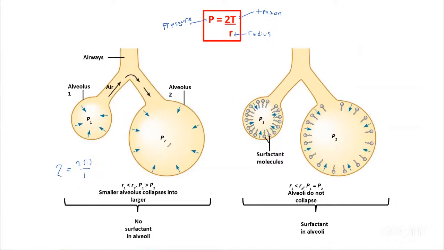Okay. But let's pop over to the bigger alveolus. Okay. So if we look at the bigger alveolus, we have the same amount of tension. We still have to multiply it by 2.